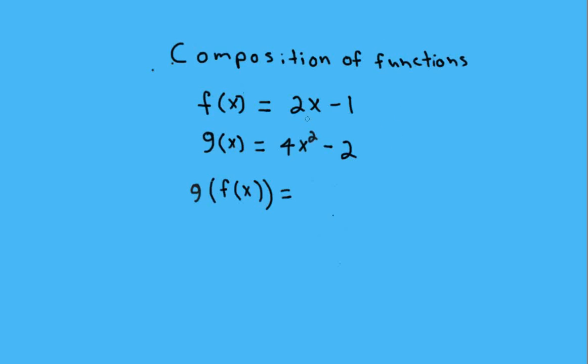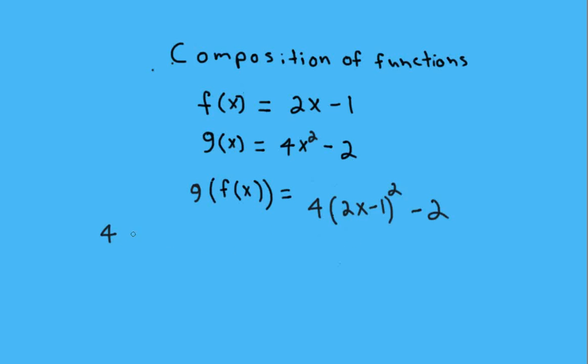Now we're going to find what g of f of x is. So as we learned before, we're going to take our function f of x and we're going to plug it in as our x value in g of x. So basically, we have our x value, and we're going to take this function here, f of x, and we're going to plug it in as our x value. So 2x minus 1 squared, and subtract that by 2. So now all we have to do is multiply everything out.